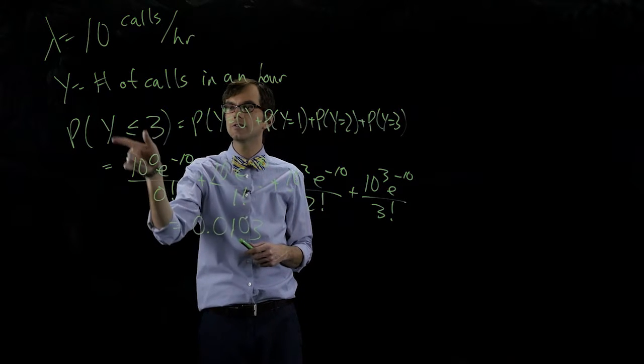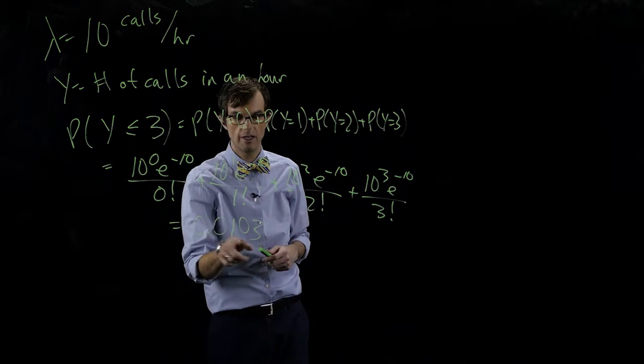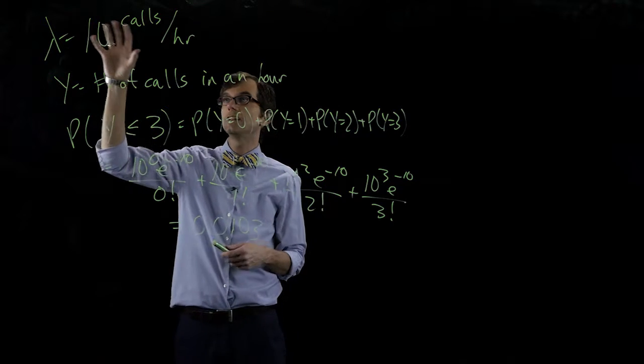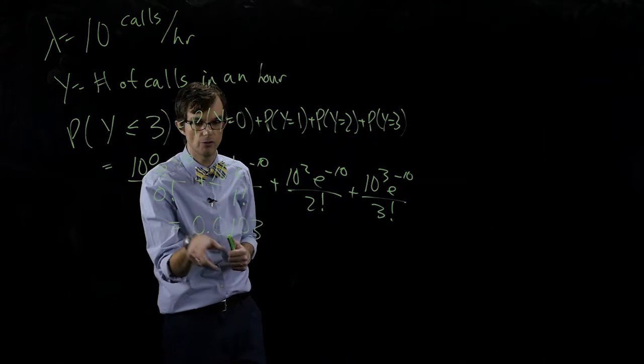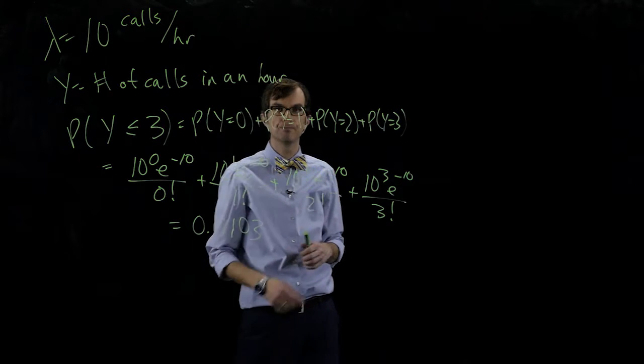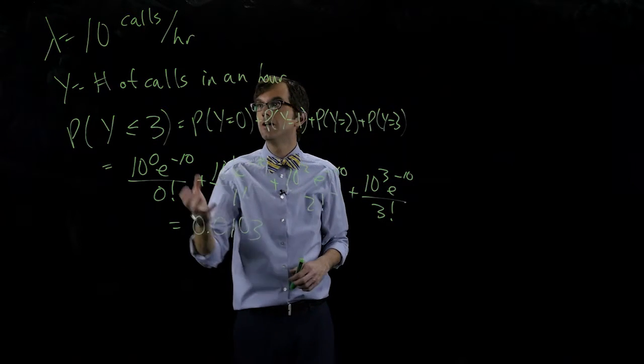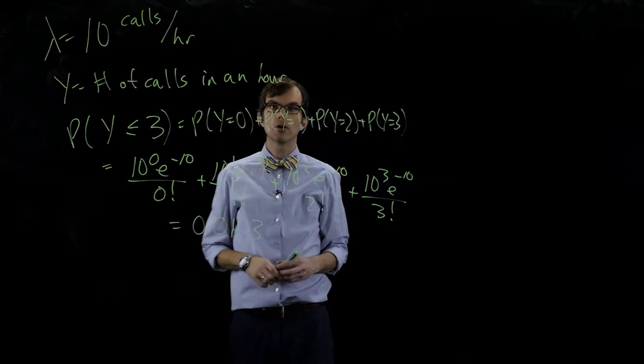So if calls occur at a rate of, on average, 10 per hour, what's the probability that we get 3 or less in the next hour? It's a very small probability. We expect to see a lot more calls than just 3 or fewer. That's why this probability is so small, 0.0103. 1% of the time, we're going to see 3 or fewer calls in an hour.